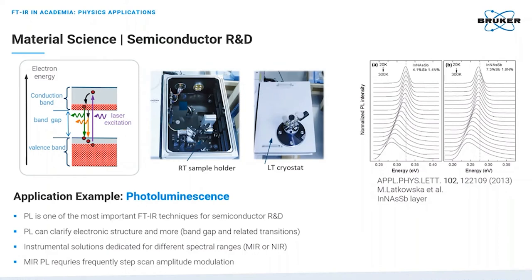For mid-infrared, the weak PL signal is often covered by the room temperature thermal background since we use a low temperature detector. I explained this problem at the beginning in the theory part. So to cancel out the background, we trigger the PL signal by triggering the excitation laser and make use of the lock-in technique to get a nice PL peak out of the background. And this is, as I explained at the beginning, the step scan amplitude modulation technique. In the shown publication, a temperature-dependent investigation of semiconductor materials with different compositions has been done, demonstrating how layer composition and temperature can influence band structure and optical properties of semiconductor materials.